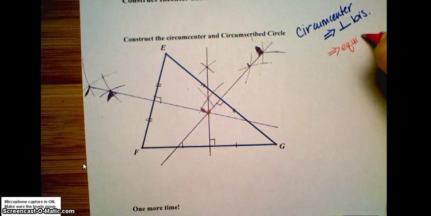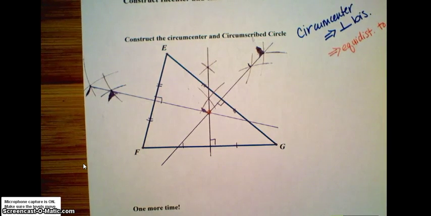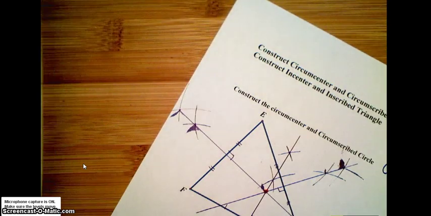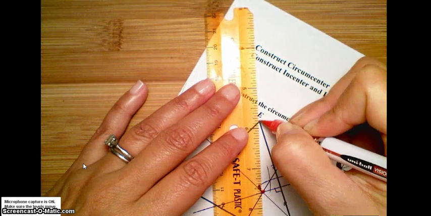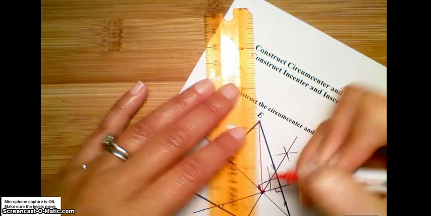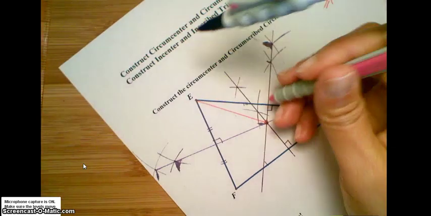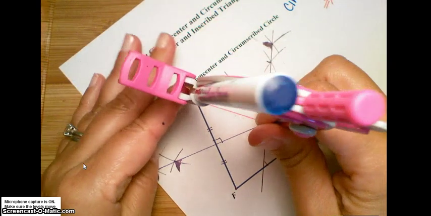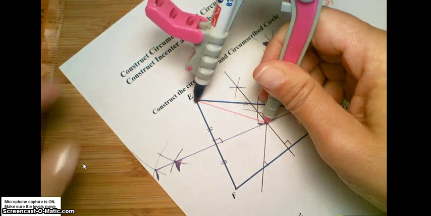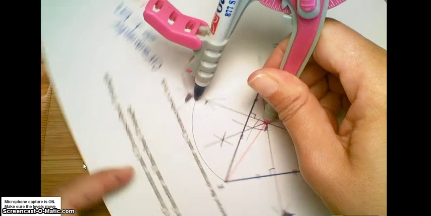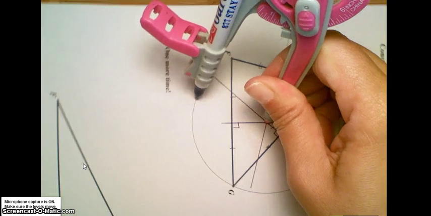That circumcenter is equidistant to the vertices. So I'm going to use my red pen to draw in a radius. From this point, I'm going to go out to E. Then I'm going to finish the circumscribed circle by setting my compass to this distance from circumcenter to vertex.